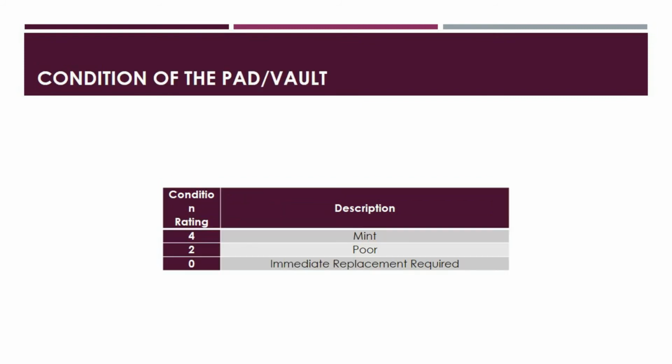Now the 8th category is the condition of the pad or vault, which in this category is assessing the pad condition if the switchgear is pad mounted, or it would be assessing the vault if it is submersible. And again, this only has 3 ratings, which is 4, 2, and 0. So for a rating of 4, it means that it's in good or mint condition, which means the pad or the vault is as good as new. For a rating of 2, it means poor condition, and that means that a remedial action is required. And lastly, for a rating of 0, it means immediate replacement is required.